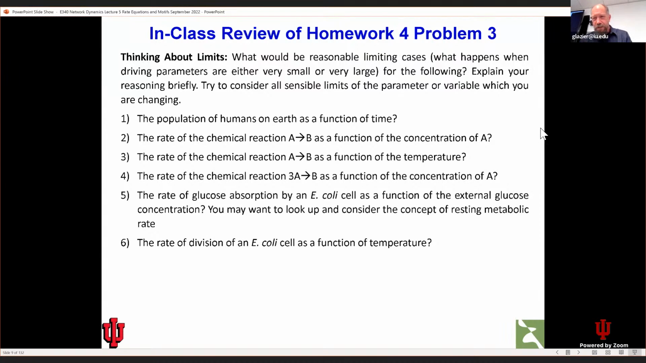Now the fact that I can't see the people is a problem. Who is not? Let's stay in the room. Okay. How about number 5? The rate of glucose absorption by E. coli as a function of external glucose concentration. And if you want to unmute so that people can hear you, I will mute my computer. Oh, you're not in the Zoom. Okay, so, okay, go ahead.